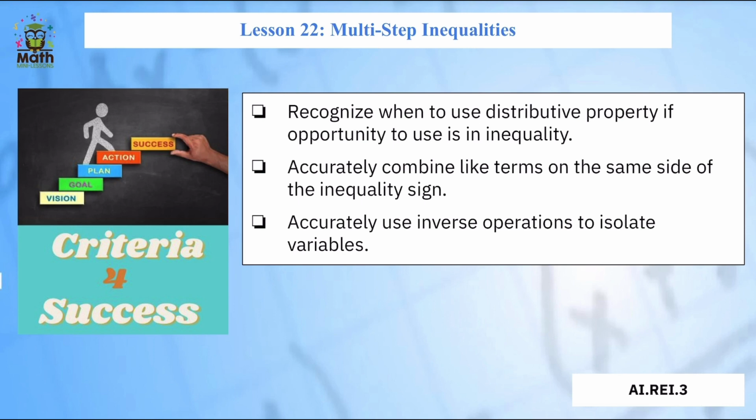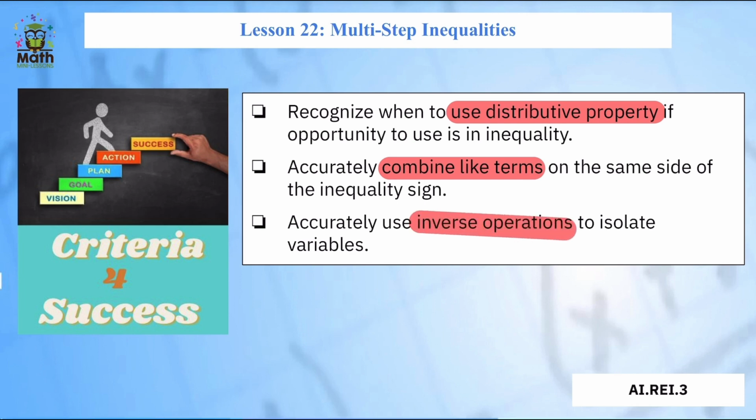Lesson 22. In this lesson, we're going to do multi-step inequality problems. The first thing to look for is recognizing when to distribute, when we can use that property, if there's an opportunity. Ensure that we accurately combine any like terms, because we want all the actual constant numbers together and all the variables that are the same together, and then accurately use the inverse operations to isolate that variable. That's what we're going to work on for this lesson. So let's jump in.